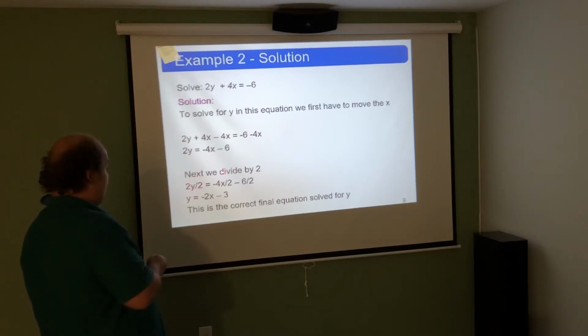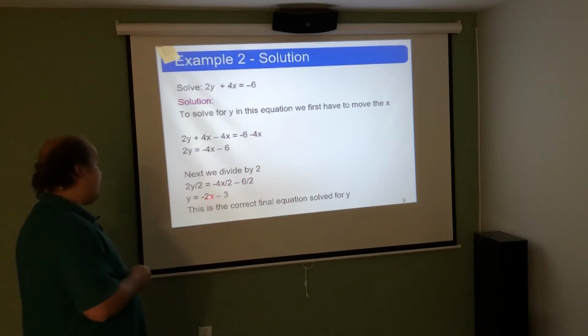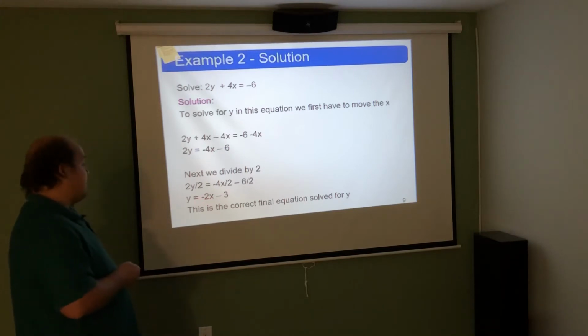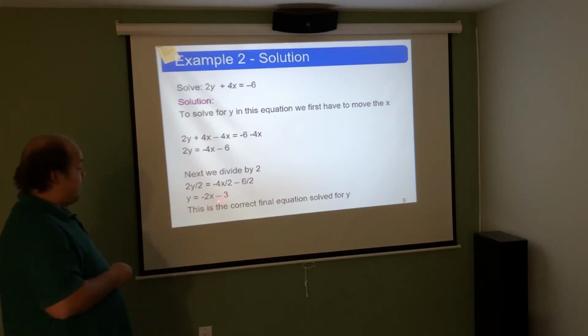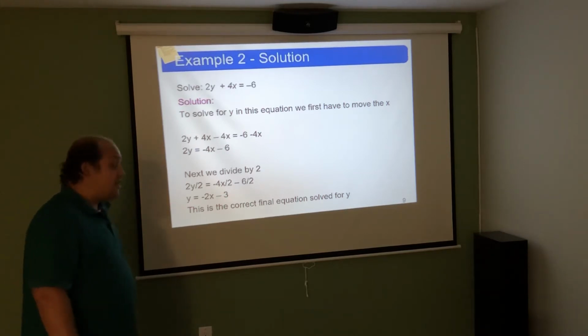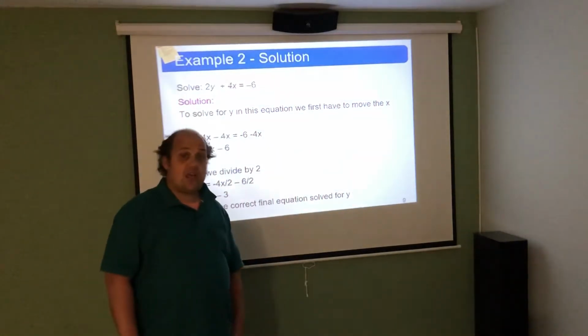What we do to the left, we have to do to each term on the right, so we have to divide -4x by 2 and -6 by 2. -4x divided by 2 gives me -2x, and -6 divided by 2 gives me -3. y equals -2x minus 3 is the correct equation solved for y.